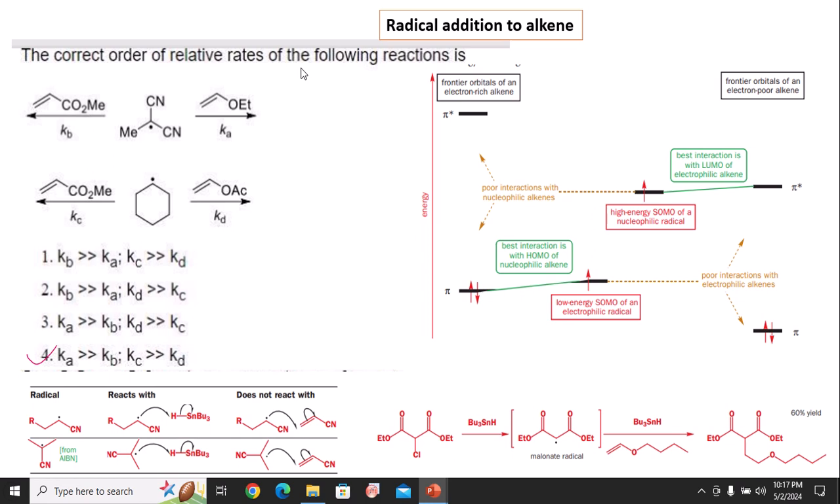The correct order of relative rates of the following reactions: this is the nucleophilic radical and this is the electrophilic radical. We know that nucleophilic radicals add more effectively to the electron deficient acrylate derivatives, and hence Kc is greater than Kd. But here this is the electrophilic radical, so it is electron loving, so here Ke is greater than Kd.